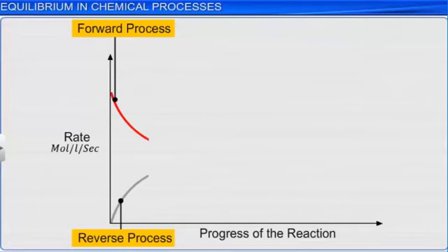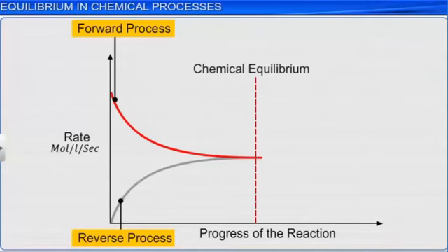Hence, when a reversible reaction is carried out in a closed vessel, a state is reached when the rate of the forward reaction becomes equal to the rate of the backward reaction. This stage is known as chemical equilibrium. It must be noted that the reaction can reach a state of equilibrium even if we start with the products, because equilibrium can be reached from either direction.